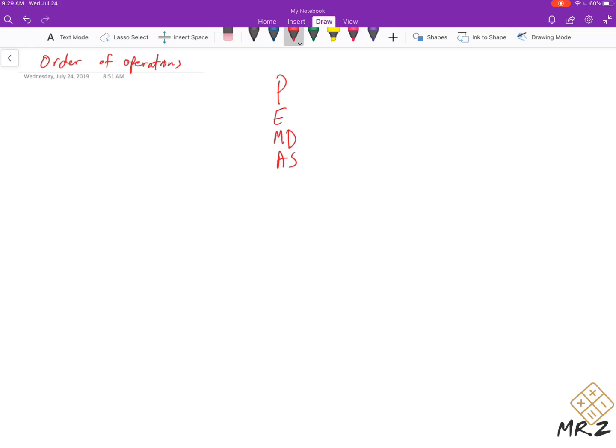What these letters stand for: P stands for parentheses, E stands for exponents, M and D stand for multiplication and division. We write them together because it depends which of the two comes up first. If you read an expression from left to right, if division comes before multiplication, we divide first; if multiplication comes before division, we multiply first. Addition and subtraction are also written together because it depends on which shows up first. If addition comes before subtraction, we add; if subtraction shows up before addition, we subtract.